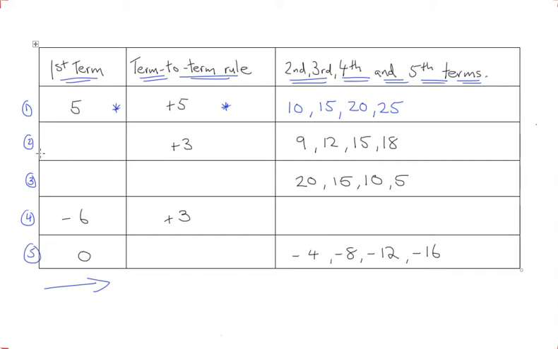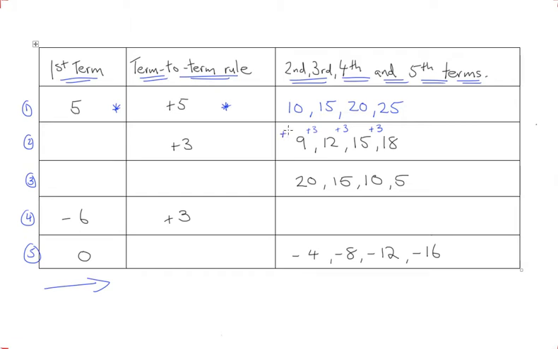Okay, number 2. Here we don't know what the first term is. We know what the term-to-term rule is, it's +3, and we know what the second, the third, fourth, and fifth term is. We can see here, 9 to 12, that would be +3, 12 to 15, +3, 15 to 18, +3. So we know what the second one is, but we don't know what the first one is.